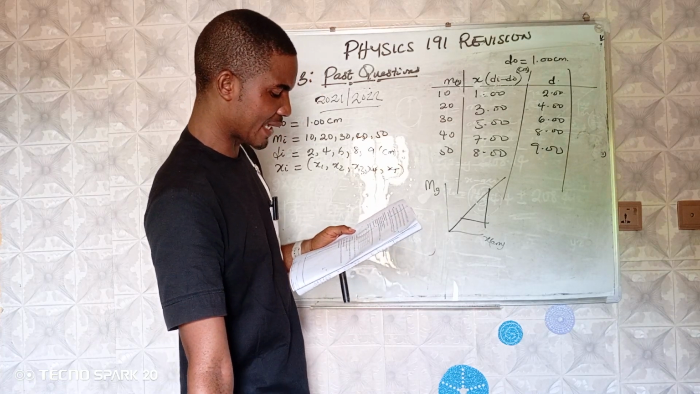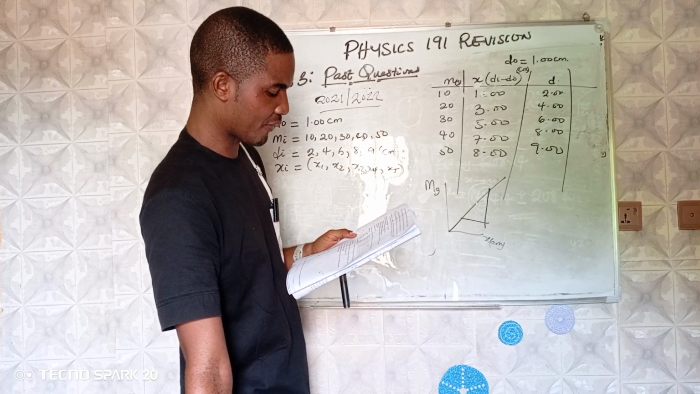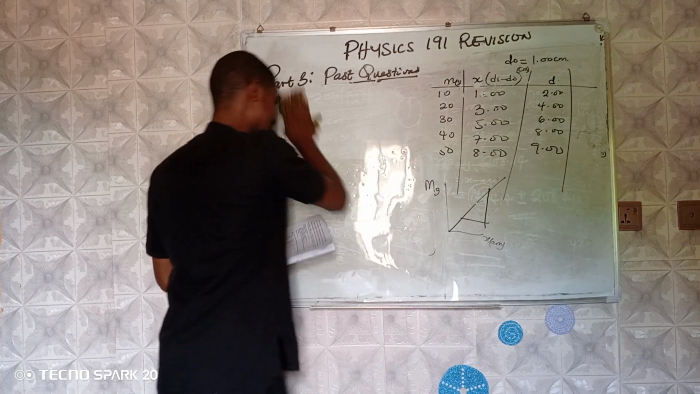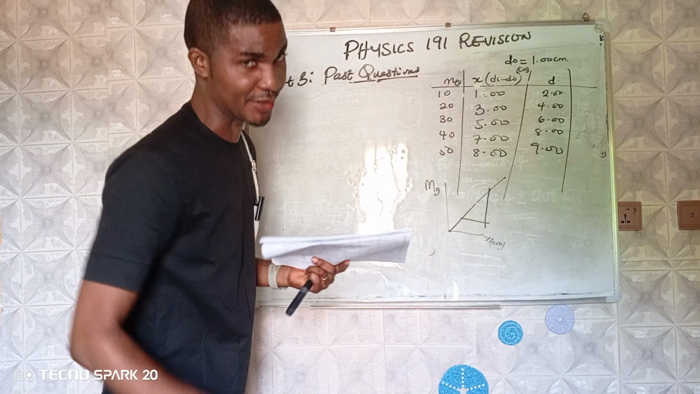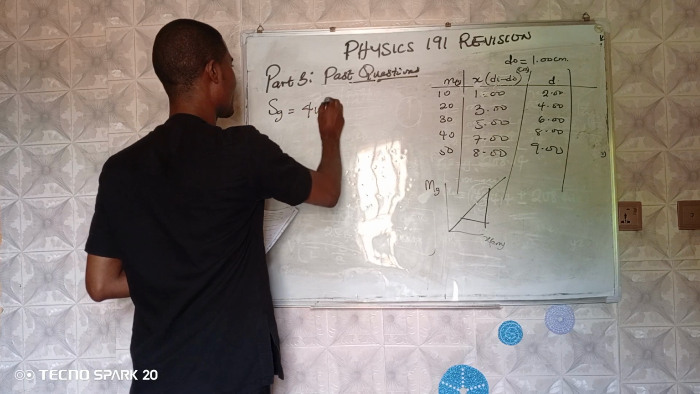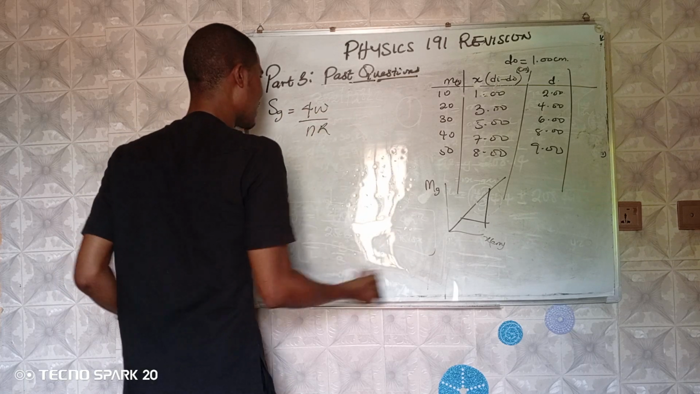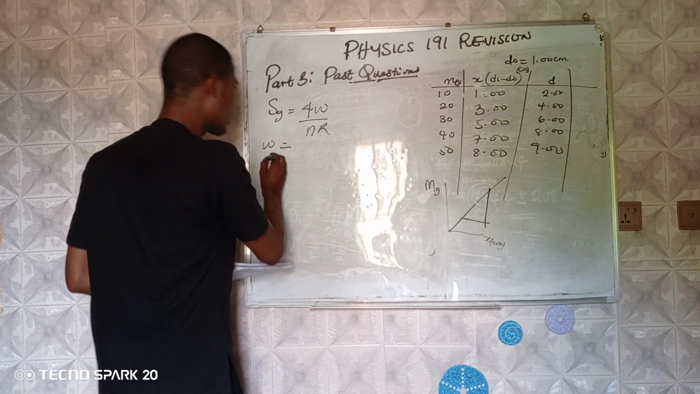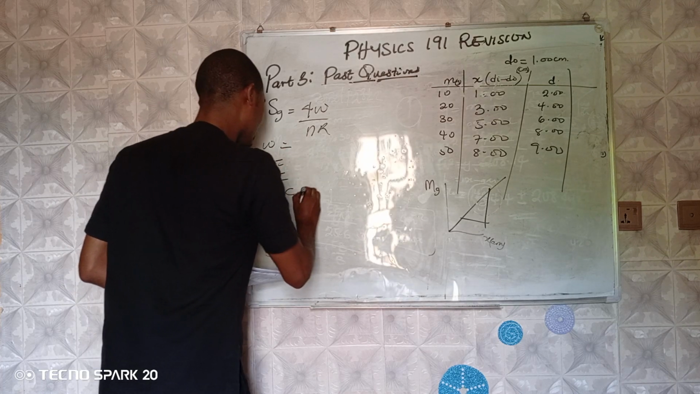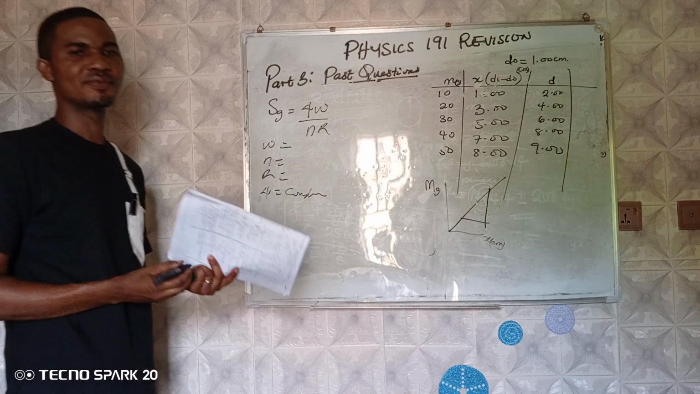If you are to estimate the error in slope, state the formula for calculating it. Very simple. If you want to get the error in slope, which formula will you use? The standard error in slope is equal to 4W over NR. Now the formula is this, where W is known, N is known, R is known, and 4 is what? Constant. That's the answer.